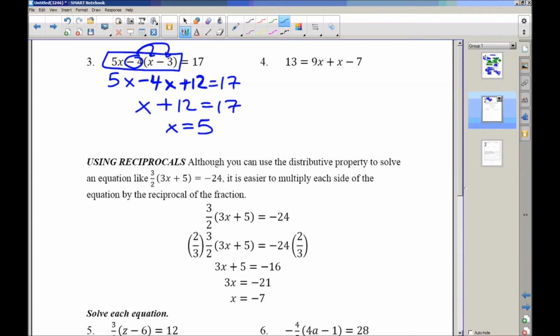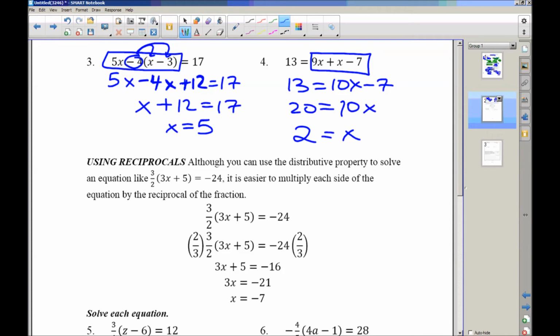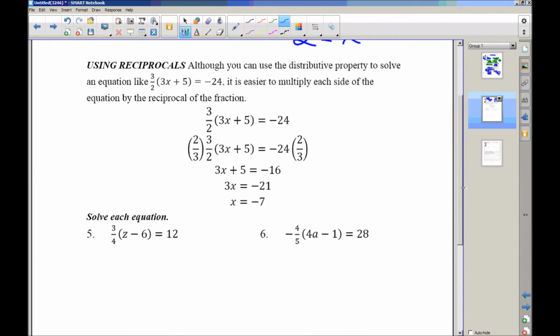Okay. This time, the expression that's not simplified is on the right side. So we combine it to make 10x minus 7. Add 7 to both sides to get 20 equals 10x, and then divide by 10 to get 2. So remember, this is 9x plus 1x. So 9 plus 1 is 10. Put the x back.